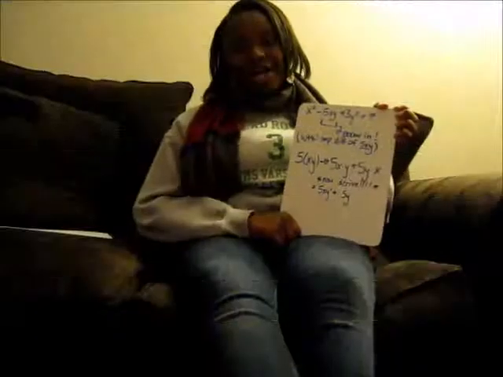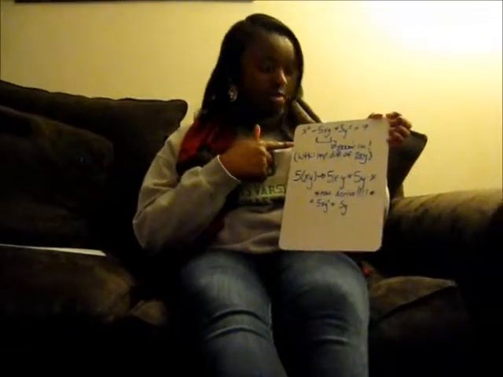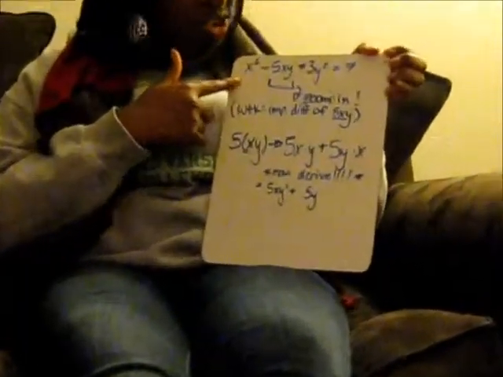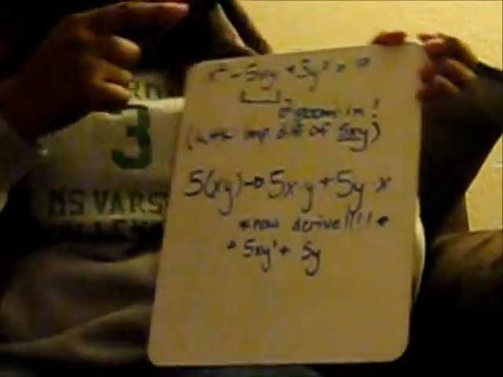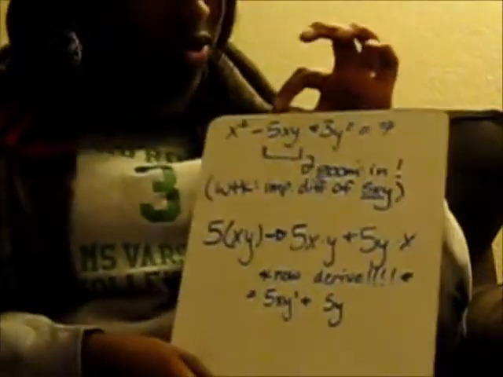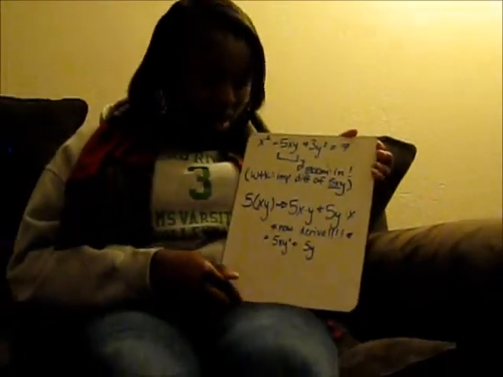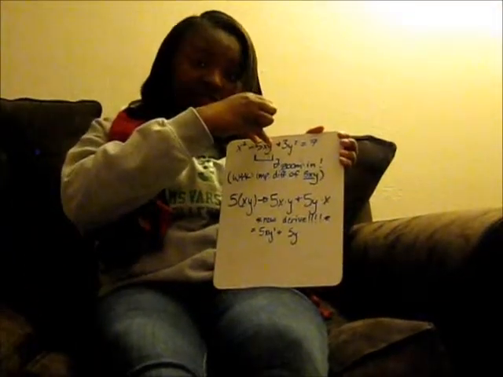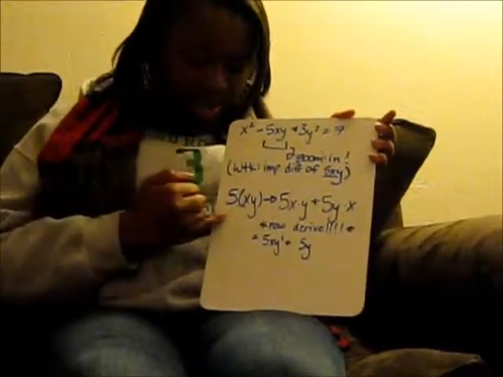Okay, now we're going to apply some of the basic rules we practiced with this more long problem. So this is your equation. X squared minus 5xy plus 3y squared is equal to 7. We're going to use what I call the zoom in method because what you want is to use implicit differentiation on this portion right here, 5xy. So the way you're going to do this problem is by taking this small chunk first. We're just going to solve for this derivative first.